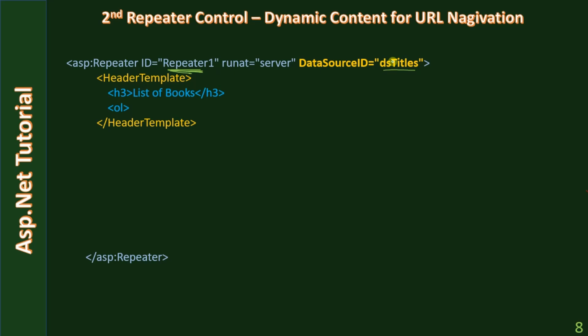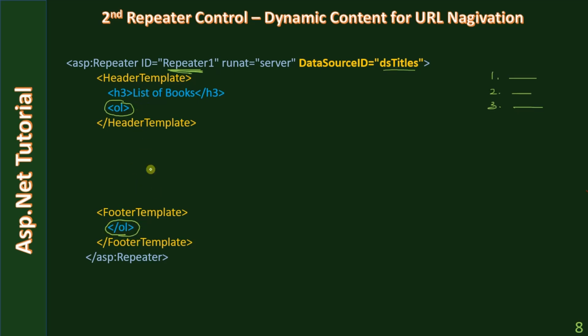So in the header template, we are just showing a list of books, and if you see, we are using the ordered list. That means we want to display it as 1, 2, 3 like this, right? If you want bulleted, you can use unordered list UL, but here we are using the OL tag to have the numbered list items. So that's there in the header template, and if you look at the footer template, you just close this ordered list tag, right?